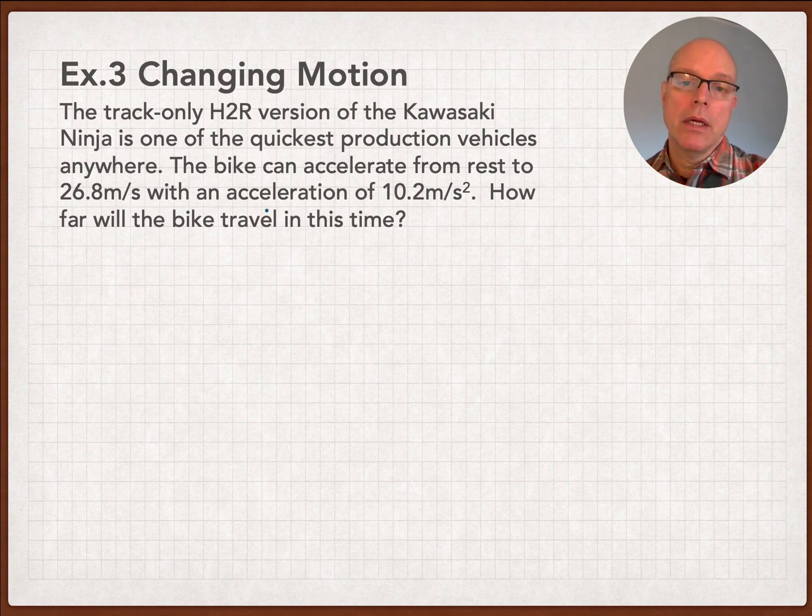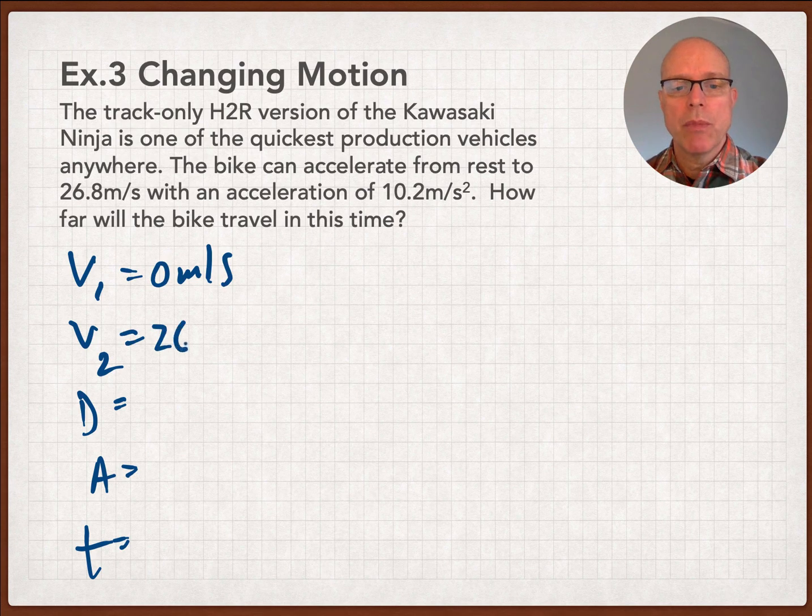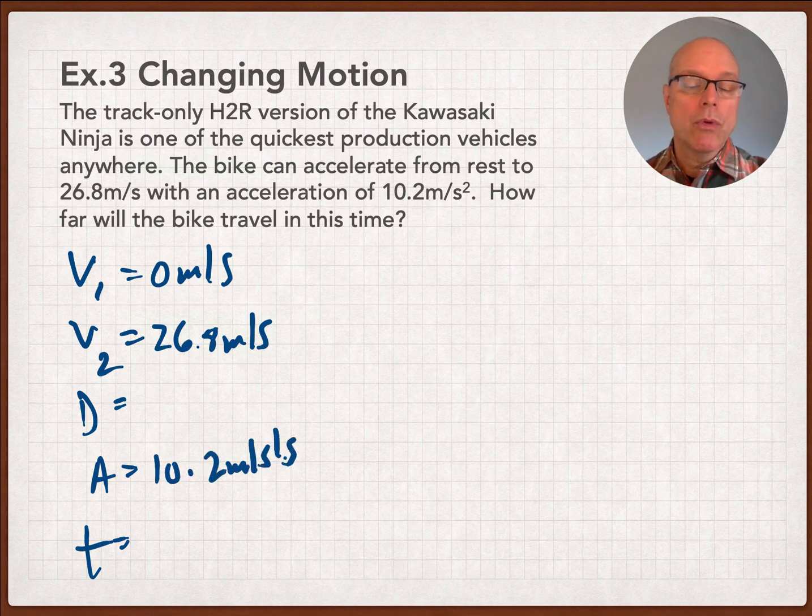Here we've got a high end, racing version that's not street legal, of this bike that can accelerate from rest to highway speed with an acceleration that's also bigger than gravity. So what we're going to do is go ahead and put in the numbers that we've got, D, A, T, and take stock of what we do have. So 0, because the bike is accelerating from rest. Highway speed, 26.8 meters per second. And they give us the acceleration now of 10.2 meters per second squared. So what can I do with it?